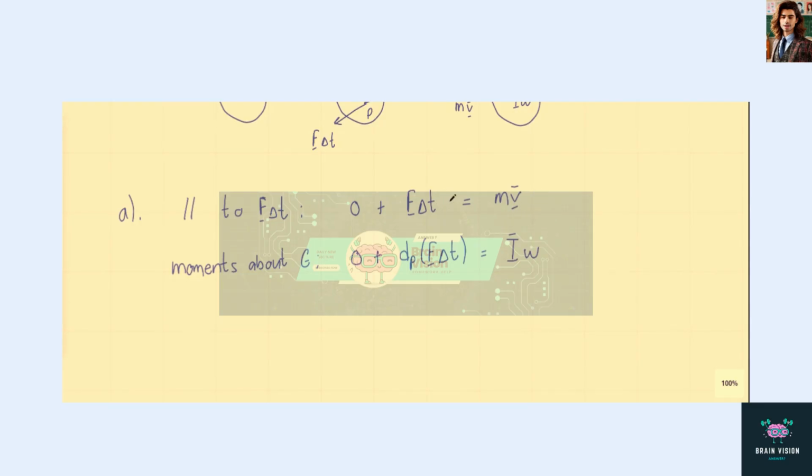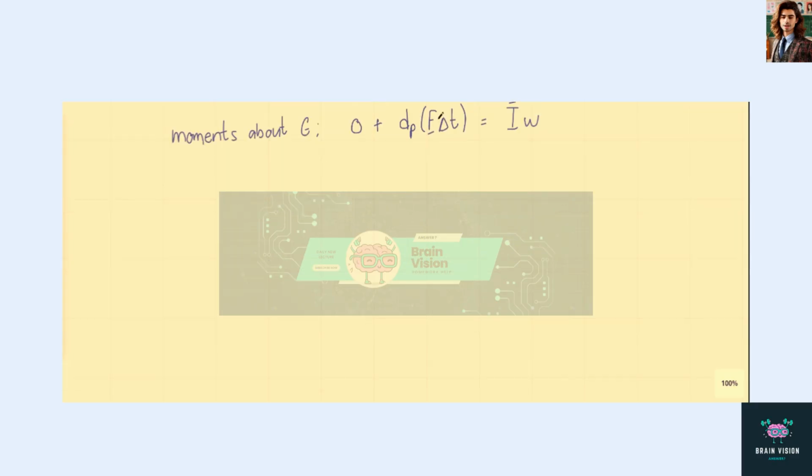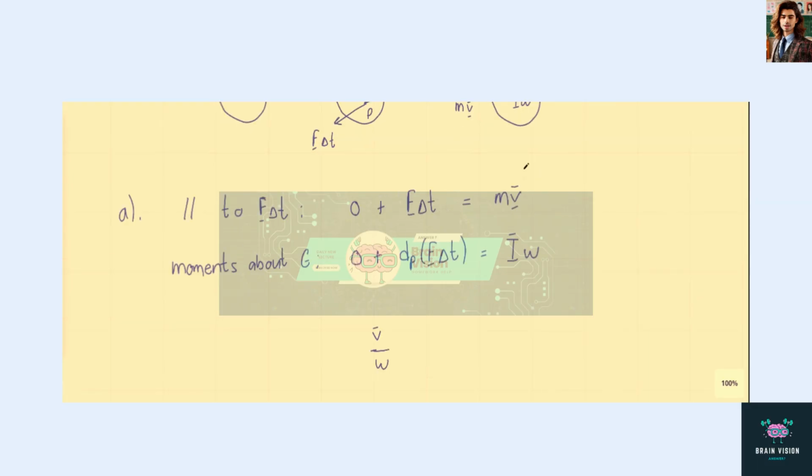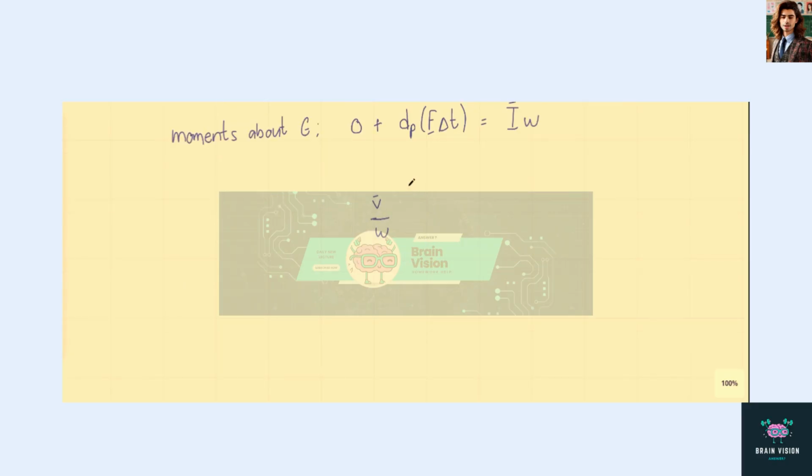So essentially we have two equations, and we have F delta t in both of these equations. If we eliminate F delta t, F delta t is essentially m v bar. If we put m v bar into the second equation, we get v bar over omega is equal to I bar over m dP.